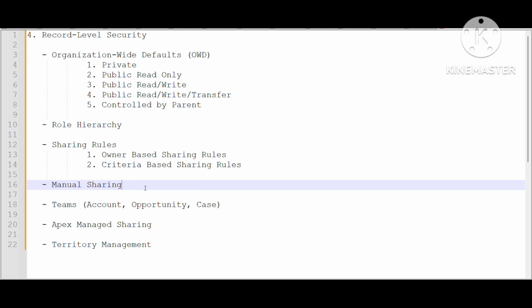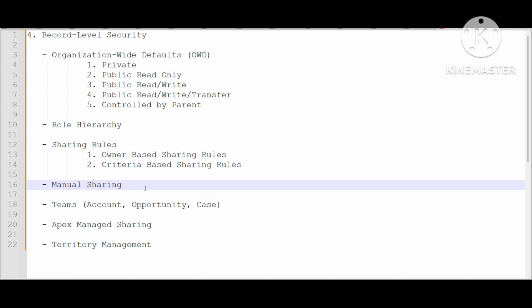Manual sharing is used when it is not possible to define a particular set of users or group of users we want to share the record with, and it is not possible to share the record with any of the above discussed methods. Only those records whose OWD is private or public read only can be shared using manual sharing. So it is very important to keep that in mind.